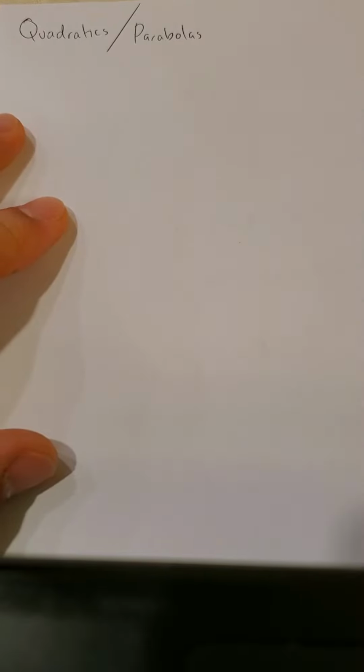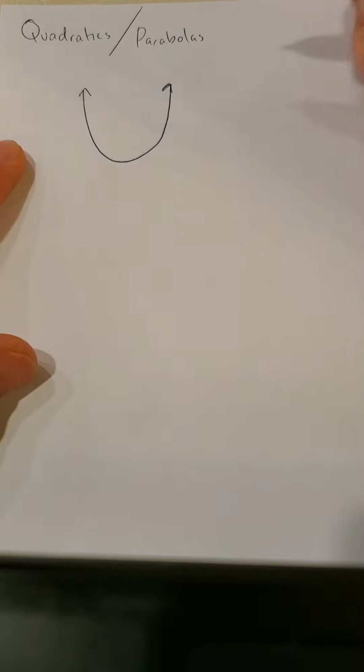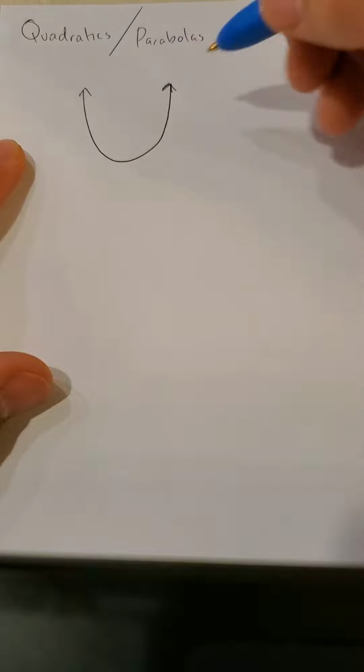Hey everybody, today we're going to talk about parabolas and quadratics. A parabola and a quadratic are the same thing, just a different word. There are quadratic equations that make parabolas. It's just semantics. This is a parabola. It's that U shape you've seen before. Very common, nothing fancy. Now we're going to talk about some parts of it.